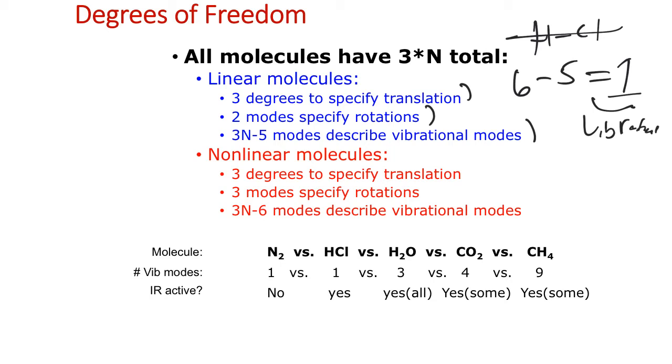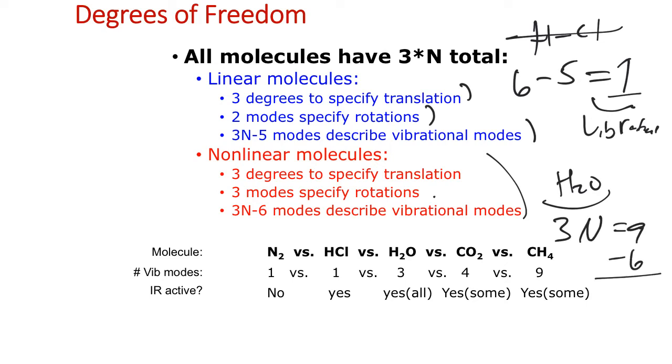So then for nonlinear molecules, it's 3n minus 6 because we have a third rotational degree of freedom. So this might be a molecule like H2O. For H2O, you can look at this and see that 3n, with 3 atoms, is 9, and then minus 6 for translational and rotational degrees of freedom leaves 3 vibrational modes.